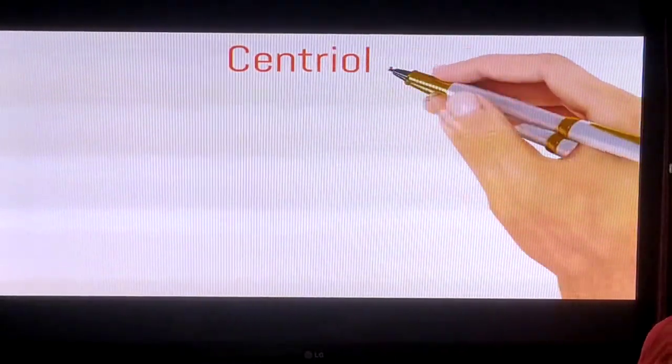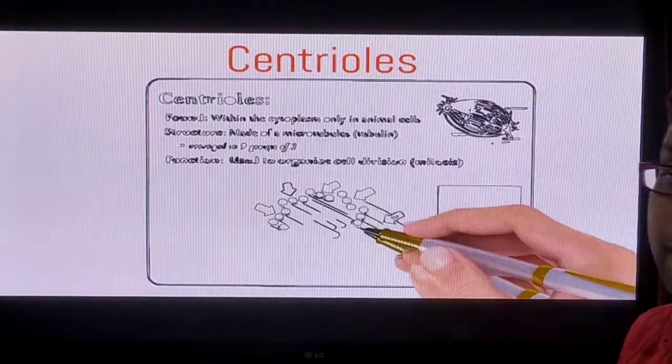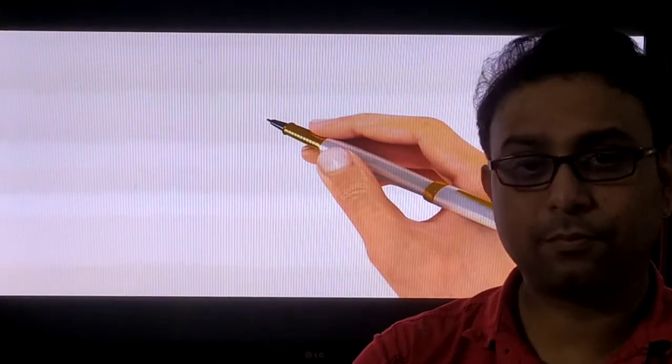Now the centriole. Centriole is present in the animal cell only, and it has a special function: it helps in cell division. It is also made up of microtubules.